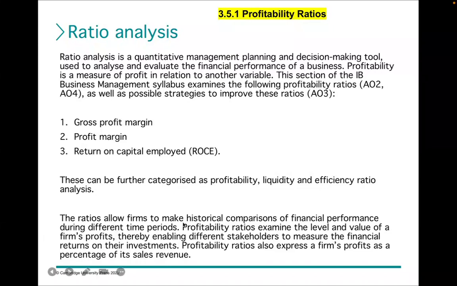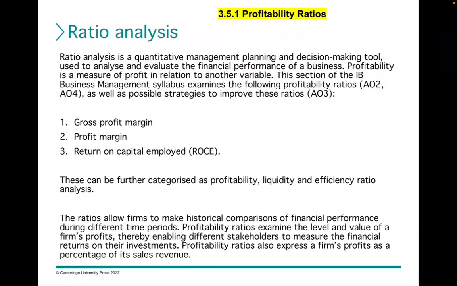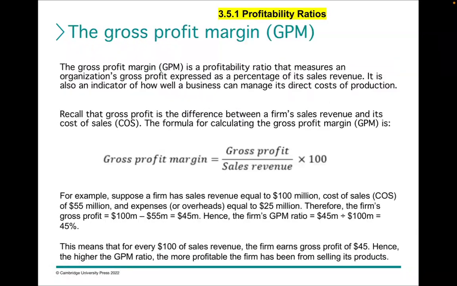Ratios allow firms to make historical comparisons of financial performance during different time periods. The profitability ratios examine the level and value of a firm's profit, thereby enabling different stakeholders to measure the financial performance returns on their investments.